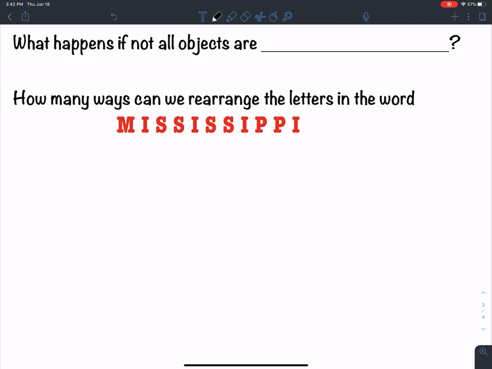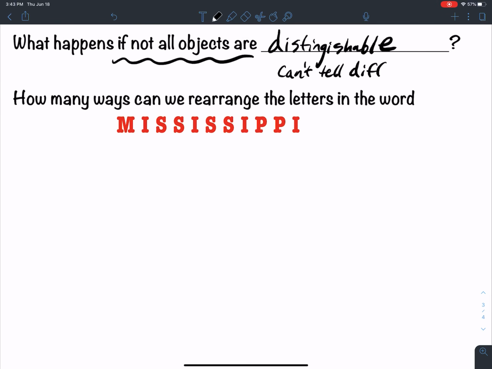Okay, so in the last video we talked about permutations and combinations. That was assuming all objects that we were ordering were distinct. What happens if not all objects are distinguishable? What does distinguishable mean? Meaning we can't tell the difference.